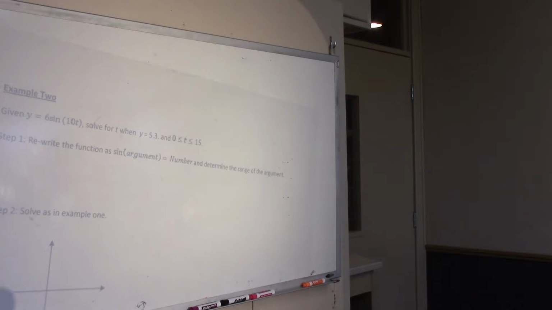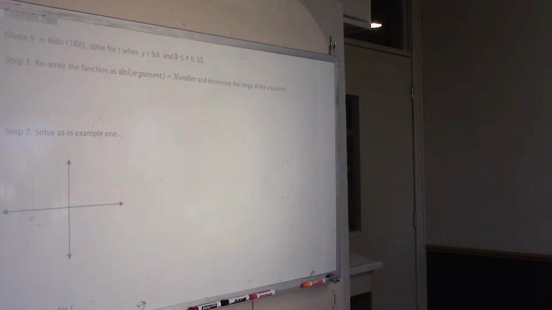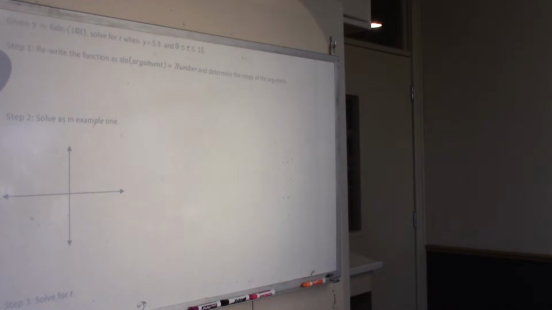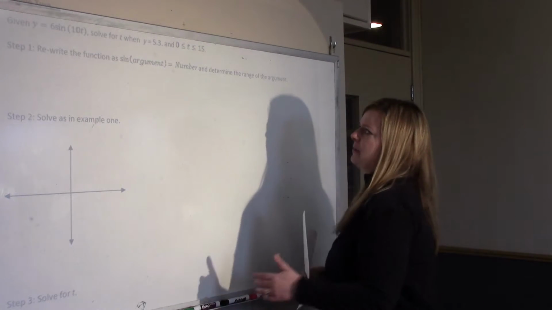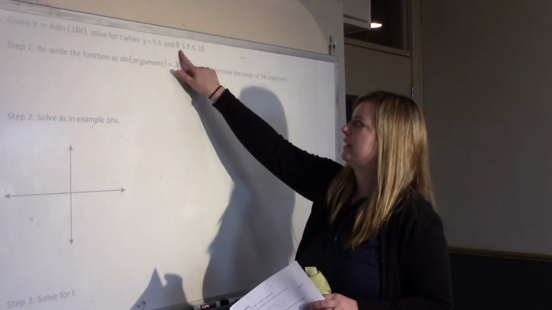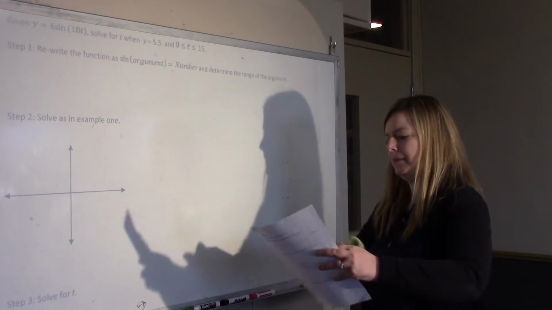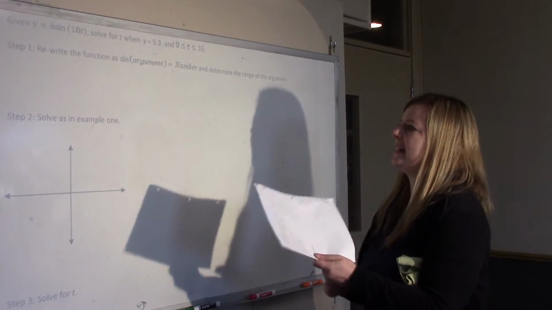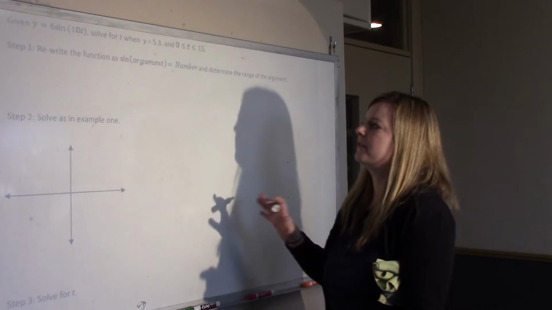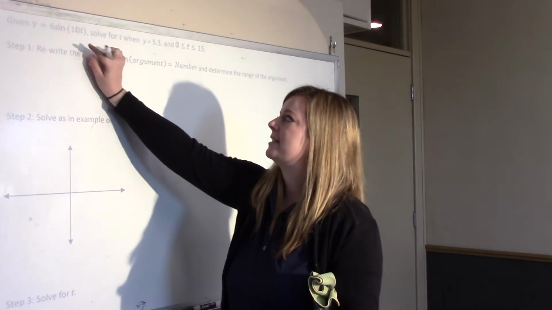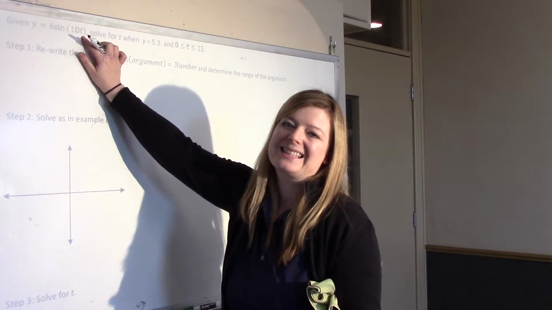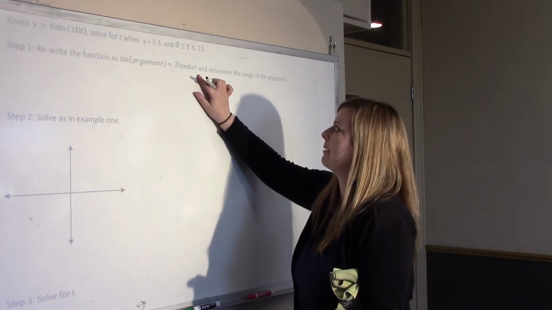Okay, so here we get the case where we have something we have to rearrange. Given y equals 6 sine of 10t, solve for t, when y equals 5.3 and between 0 and 15. Step 1 is to rewrite the function as sine of the argument. The argument is whatever we're taking the sine of. So in this case, 10t equals just a number.